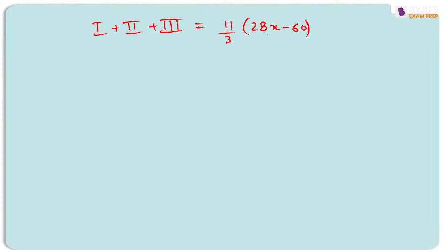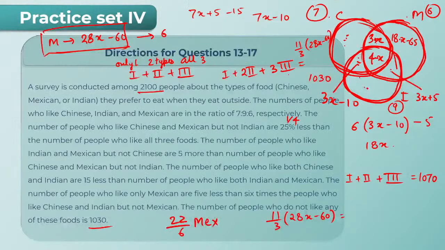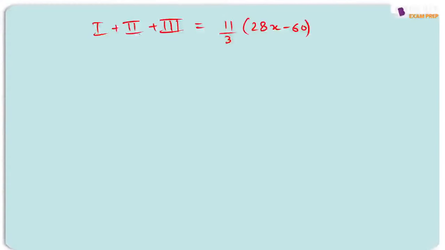ठीक है, clear है? How did we get it? Because 6 parts was this. Mexican is 6 parts, 6 part was this. So 22 parts will be this. So 11/3. And sorry, this is this. Okay, and 1 plus 2 plus 3 is equal to 1070. This is the second equation, right?